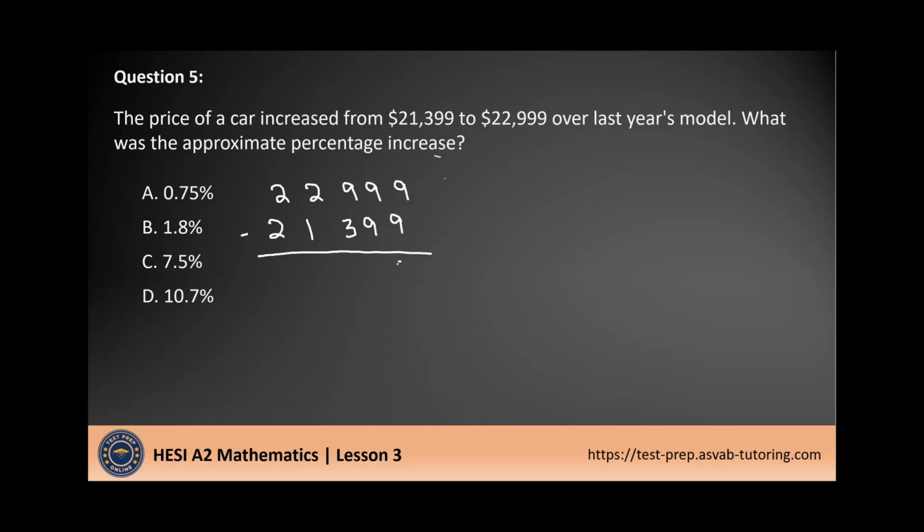Nine minus 9 is 0. 9 minus 9 is 0. 9 minus 3 is 6. 2 minus 1 is 1. 2 minus 2 is 0. So our price increase is $1,600.